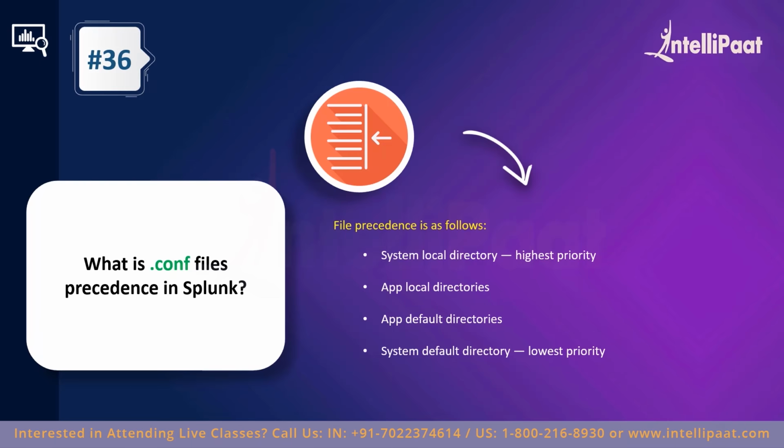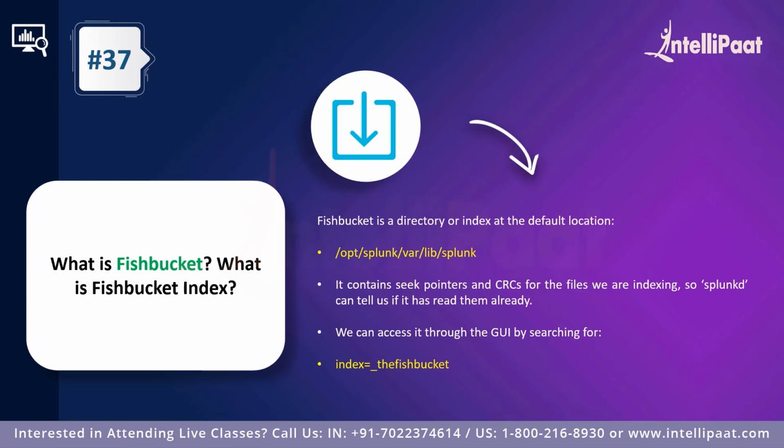I'm sure you guys already know it. And then coming to the 37th question, it states, what is Fishbucket and what is Fishbucket index? Fishbucket is a directory or an index that we use, which is present at the default location, basically /opt/splunk/var/lib/splunk. It is a directory that's present there. And what does it contain? Well, it contains all the seek pointers and the CRCs for all of the files that we are trying to index. It is done to make sure that the Splunk daemon can tell us if a file has already been read or has not been read. That is one of the major use cases of a Fishbucket.